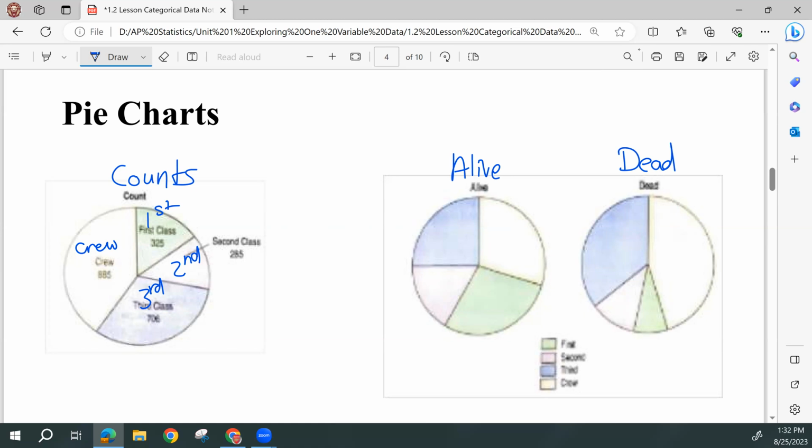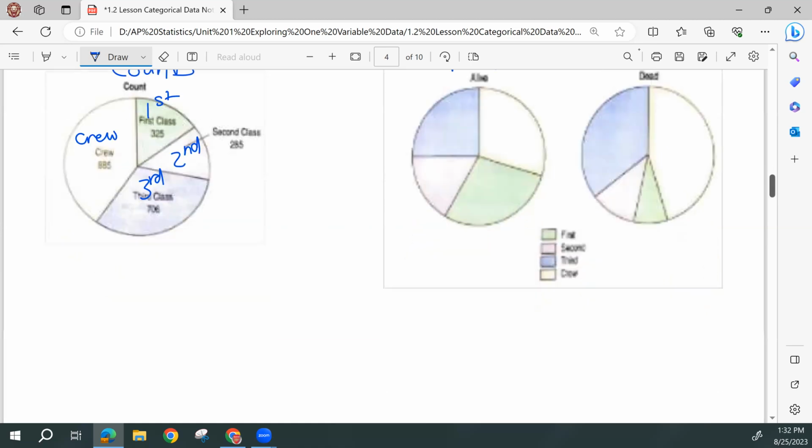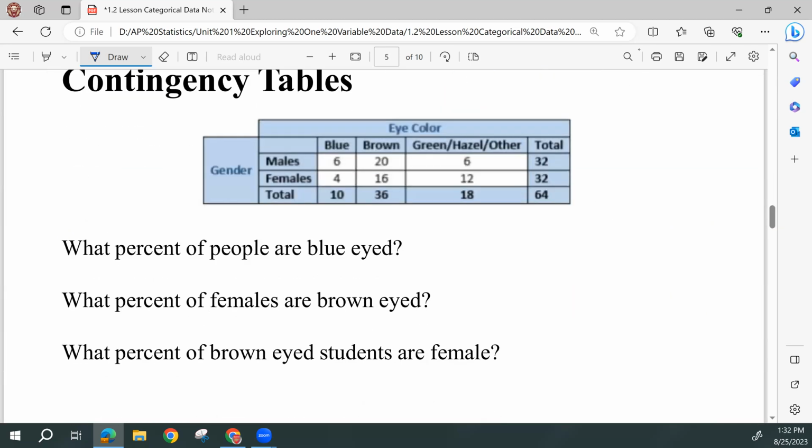And so this is just another way to display the amount of people, the amount of subjects in the different categories. Again, I believe things that you will have seen before. But now let's talk about contingency tables. This is another way to display categorical data. Here we have two categories that we are displaying together. We have gender and eye color.